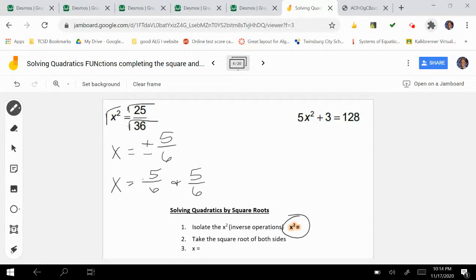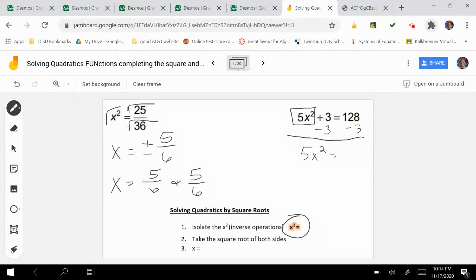Next problem. I need to isolate using inverse operations. So I have my quadratic term there. My 5 is x squared's best friend, so we're going to save that for the end. Let's subtract 3 from both sides, and we're going to get 5x squared left on the left.